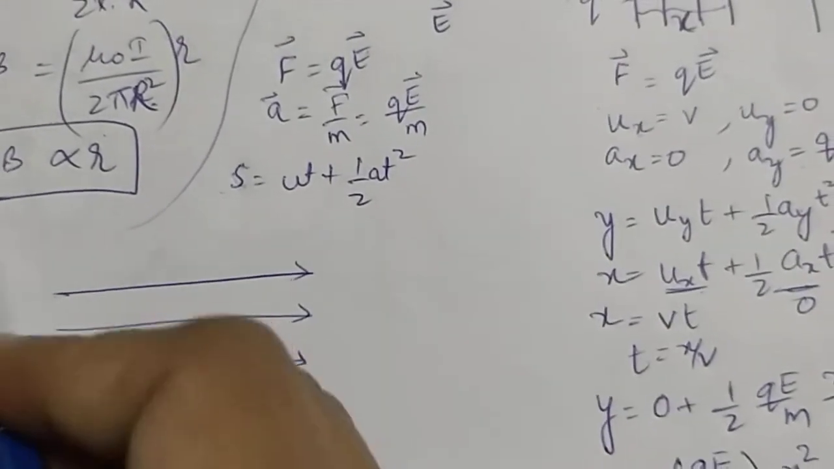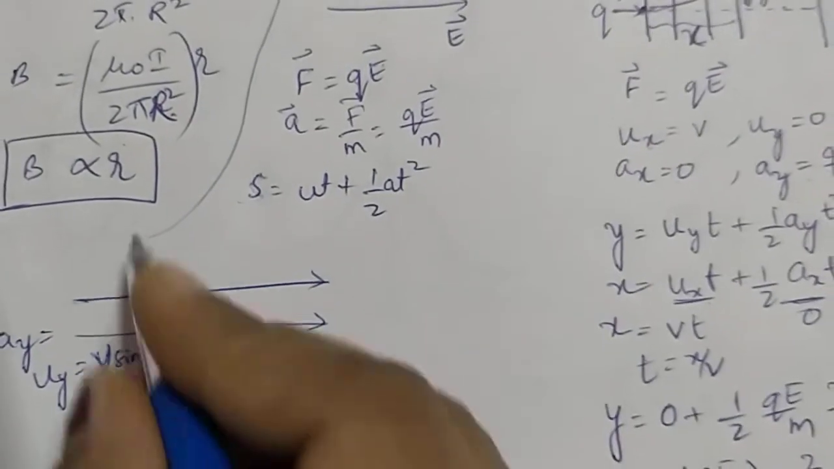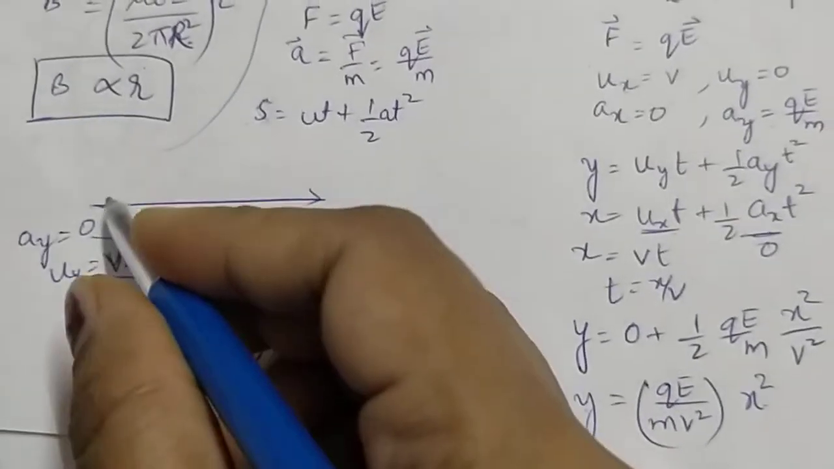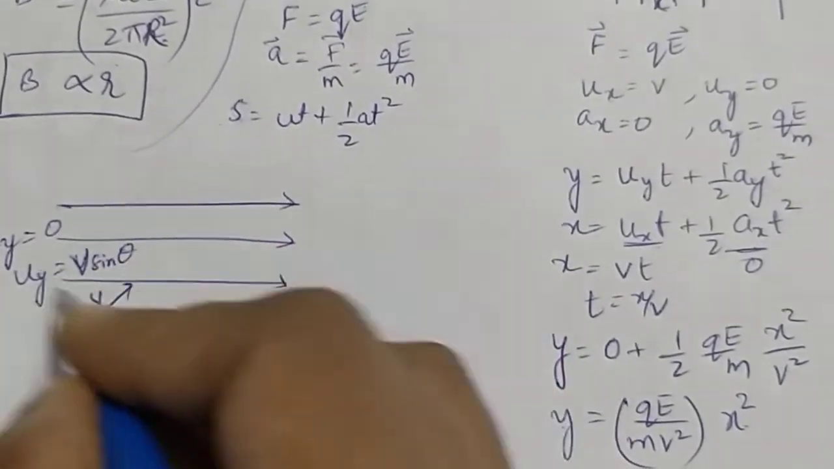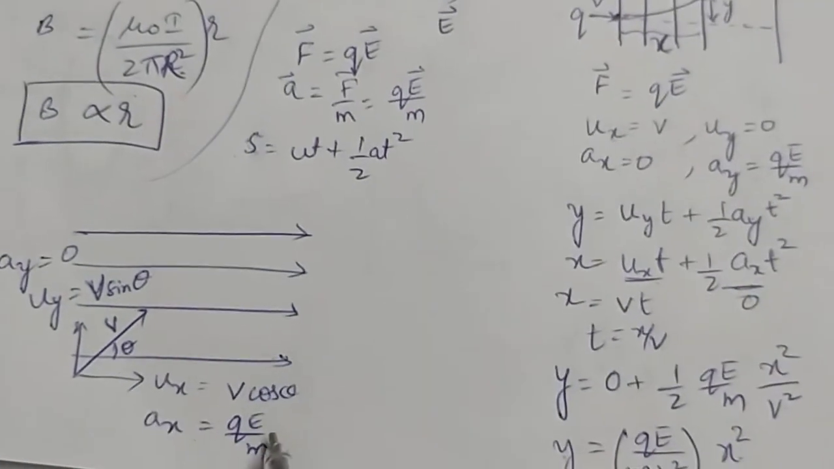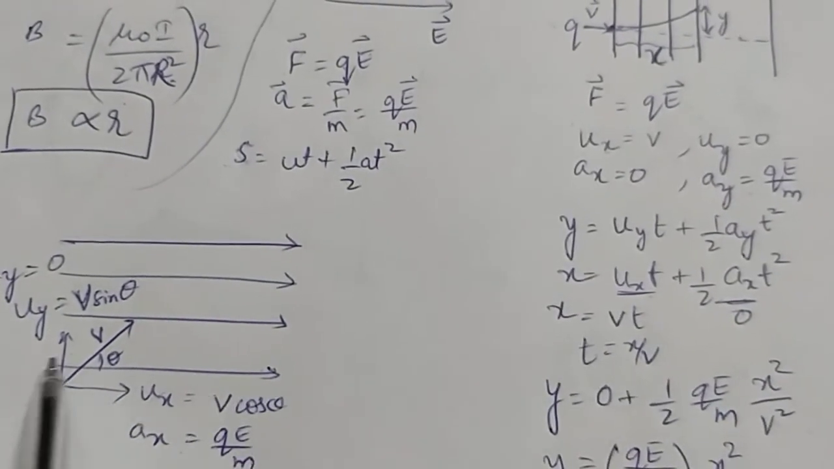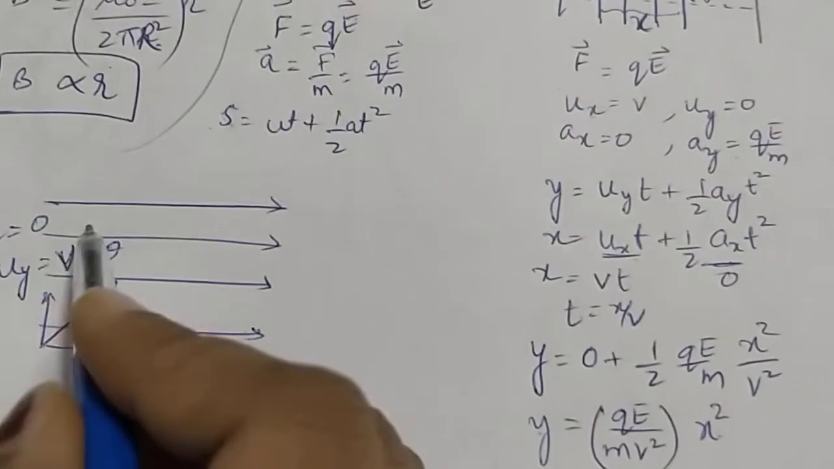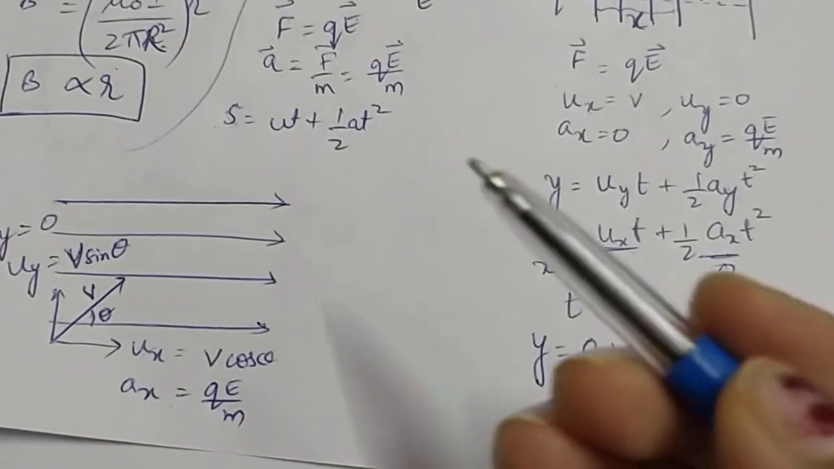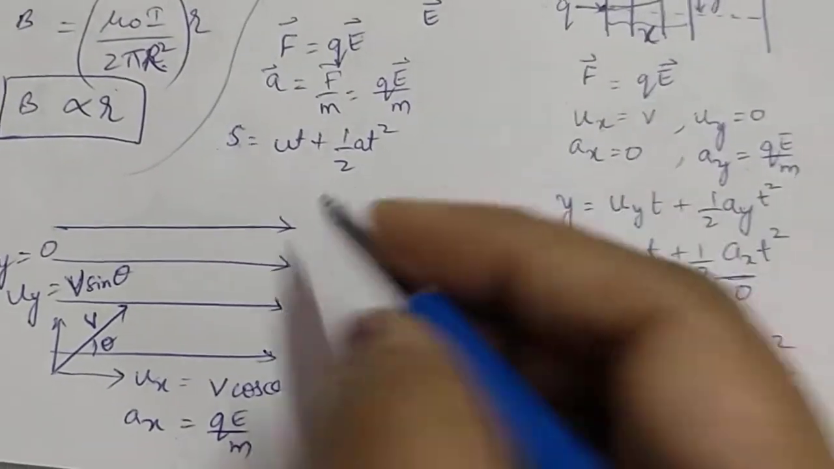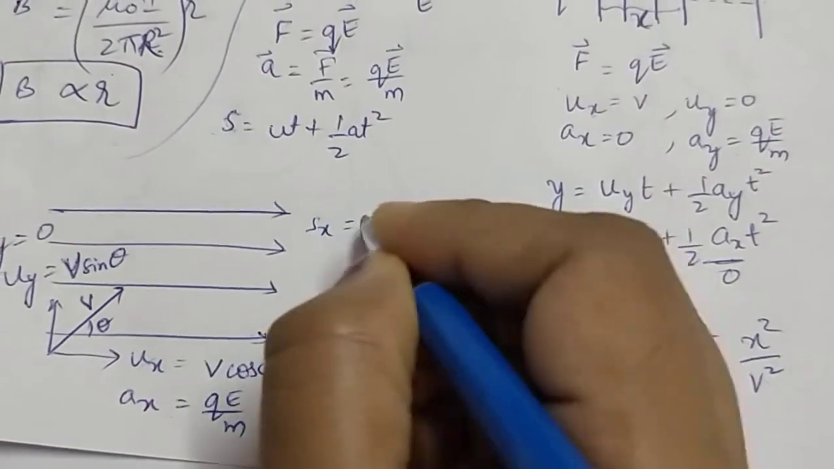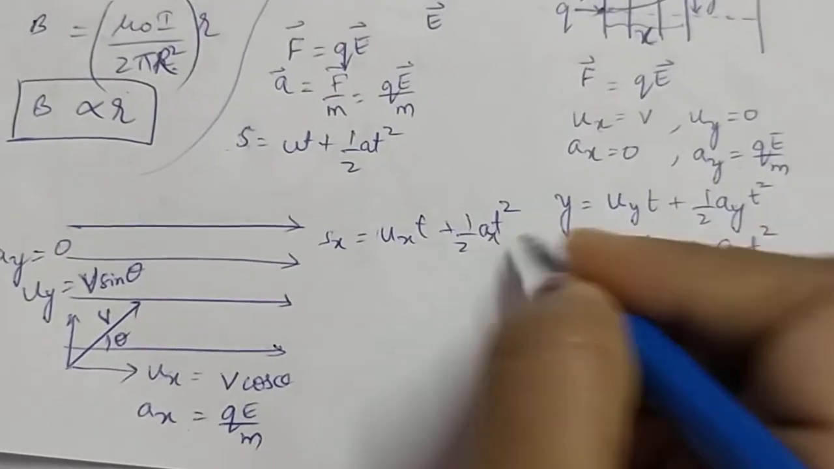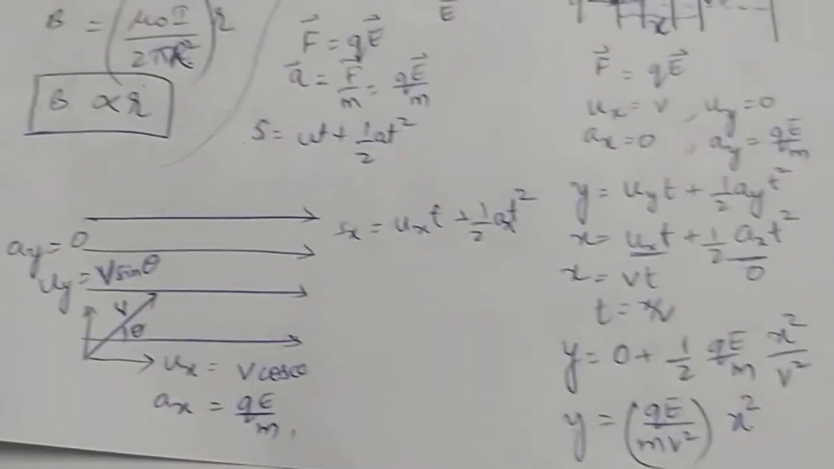And what will be ay? There is no electric field in this direction, so there is no force in that direction. So the particle will move with uniform velocity v sin theta in that direction, and with the acceleration and initial velocity it will move in the other direction. So along one axis you will have a parabolic path, and along the other you have a straight path. The combination will be a parabolic path. Then we can use all three equations of motion: sx is equal to uxt plus half axt square. Depending on the situation, you can use all three equations along the x-axis and the y-axis separately.